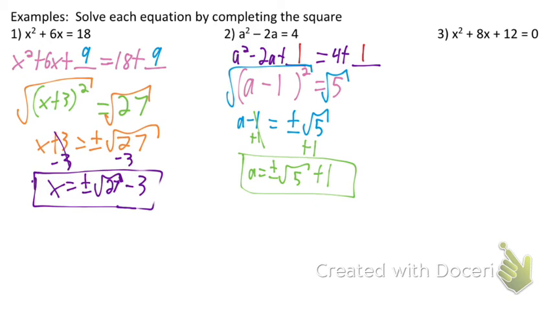Amy, what's my first step? Subtract 12, get the c by itself. Hayden, Logan, stop, please. X squared plus 8x plus blank is equal to negative 12. Oh, I ran out of room.